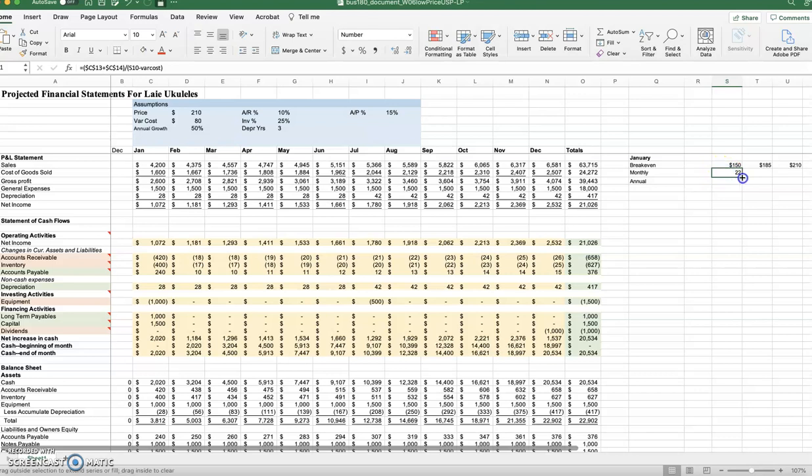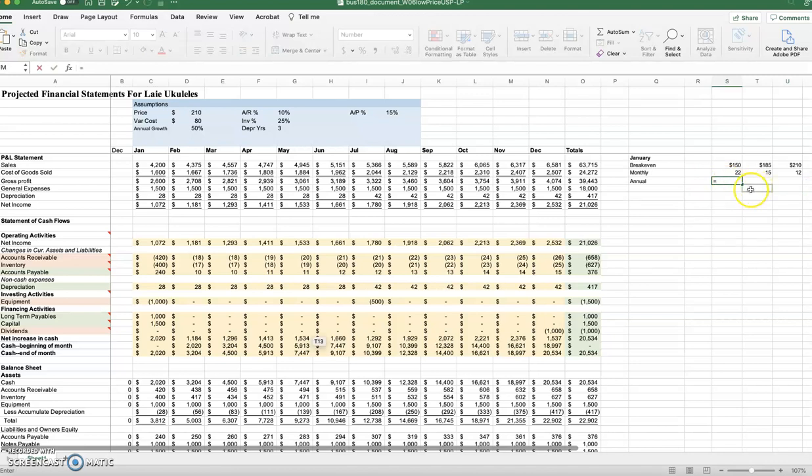So now we can drag this across and each of these will calculate. So you can see that when you get to $210 per unit, you only need to sell 12 units, whereas with $150, you have to sell 22. So let's also do the annual calculation for some extra practice.